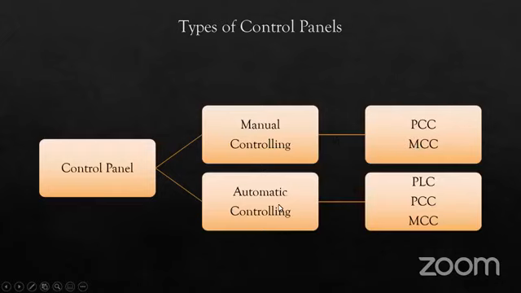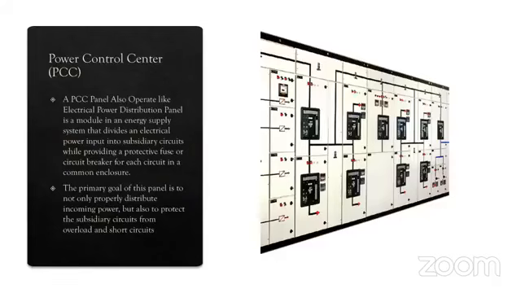And then for the automatic, this PCC and MCC can be automated by means of some controller. If you have a PLC, programmable logic controller, that we all know. The PLC control panel will be like the controller of the system; it will control the power control center and also the motor control centers. So in terms of controlling, we have two types of control panels: manual controlling and automatic controlling. We will see each panel in detail.